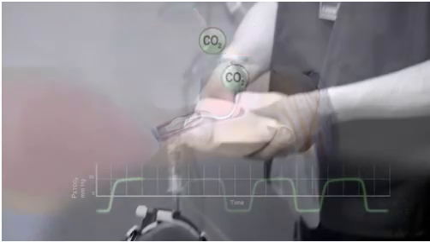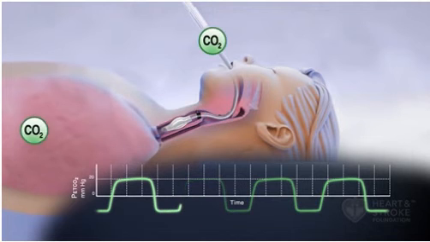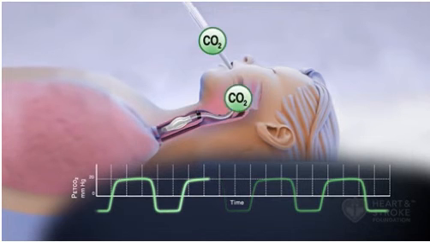Waveform capnography monitors how much carbon dioxide is exhaled by the patient. The Heart and Stroke Foundation recommends using waveform capnography to confirm and monitor the correct placement of an endotracheal tube. Scientific studies have not yet validated waveform capnography as a method of confirming proper placement of supraglottic airways. However, effective ventilation through these airway devices should produce a capnography waveform.